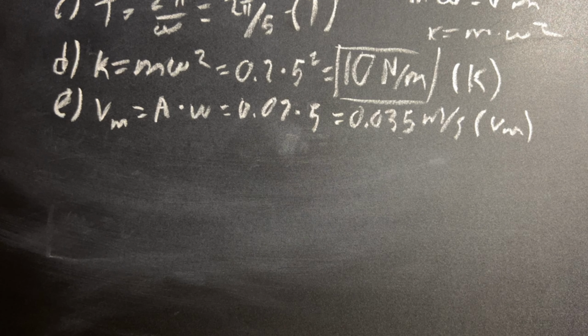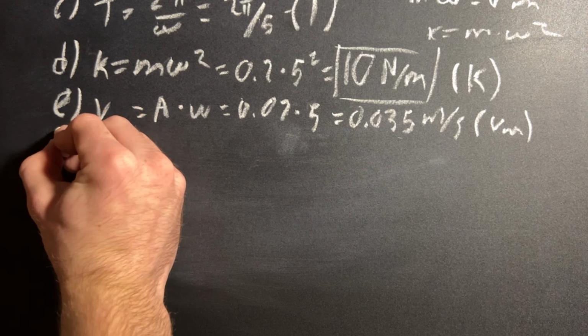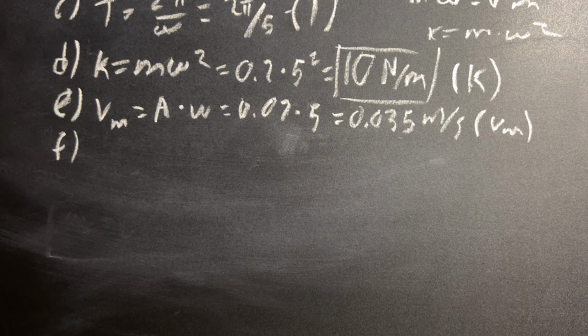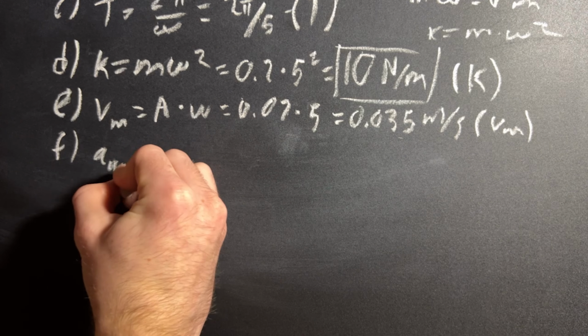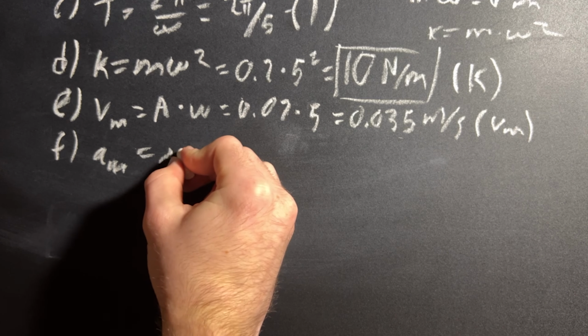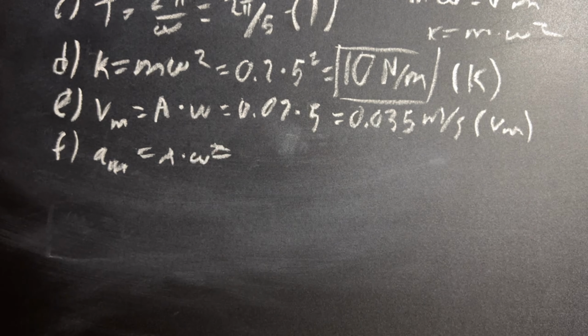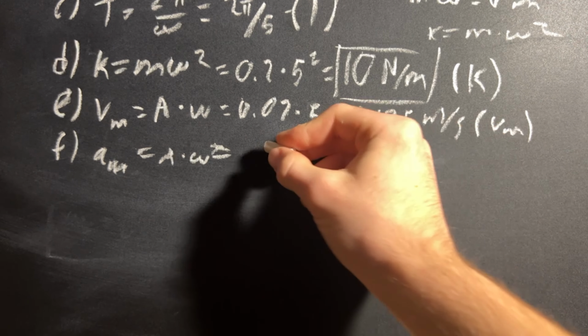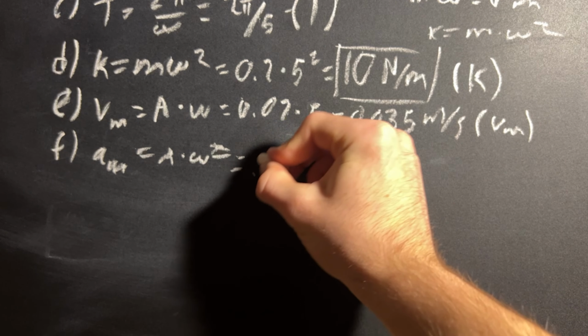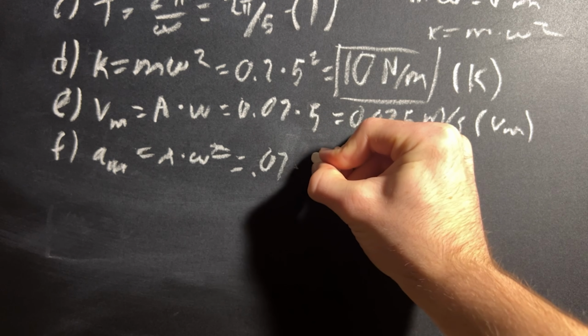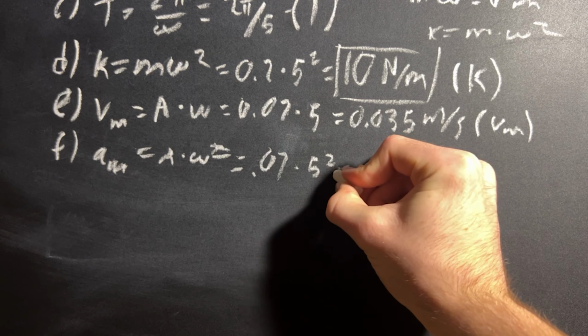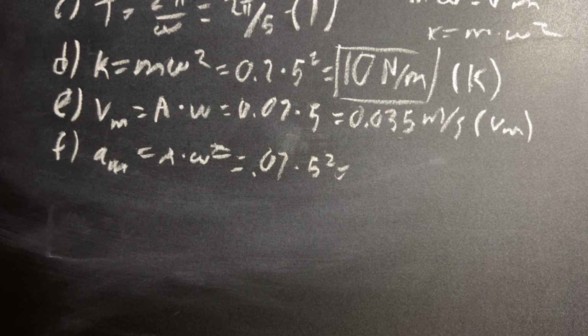Now, to find max acceleration, for F, max acceleration is going to be equal to A times omega squared. So a max equals A times omega squared, like so. So this is going to equal 0.07 times 5 squared, which 25 times 7 is 175.